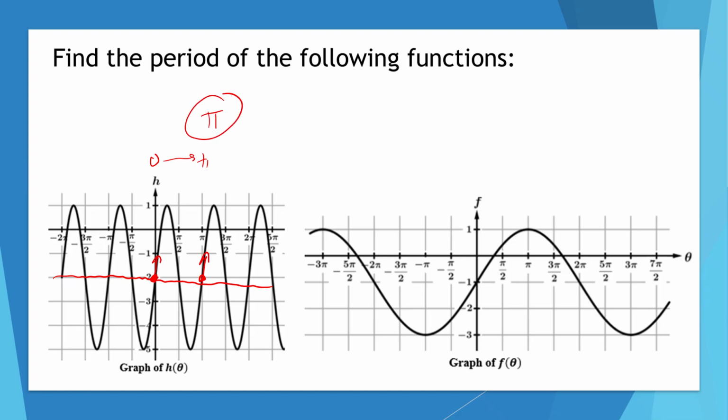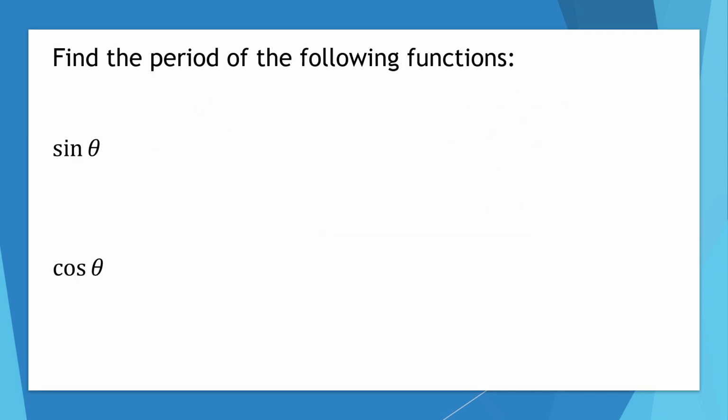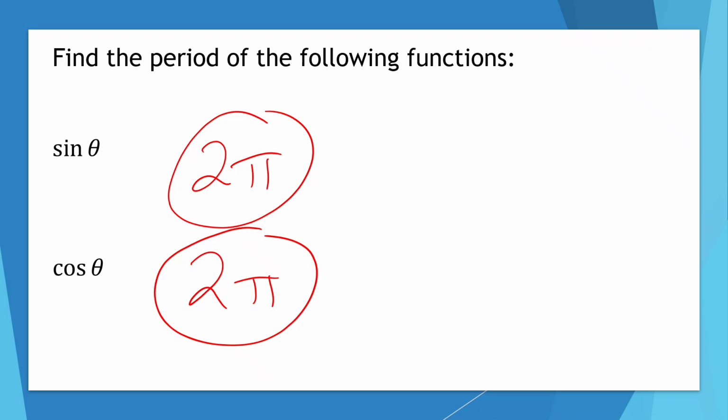Taking a look here, we see a maximum at pi, and we also see a maximum at -3 pi. So the distance there is going to be a total of 4 pi. So 4 pi is going to be our period for those two functions there. And then for sine and cosine, the period will be the same. It's going to be 2 pi, and that is because that's just one full revolution around the unit circle, which means after that, our sine and cosine values will start to be the same again.